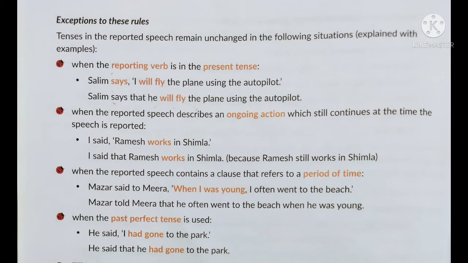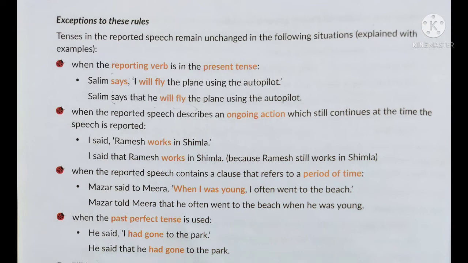Another point to be noted: when the reported speech describes an ongoing action, which is still continuing at the time the speech is reported. For example, I said, Ramesh works in Shimla. When you change this sentence into indirect speech, it becomes, I said that Ramesh works in Shimla. It is understood because Ramesh still works in Shimla.